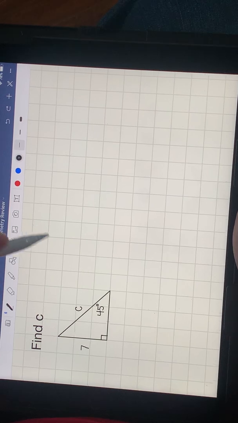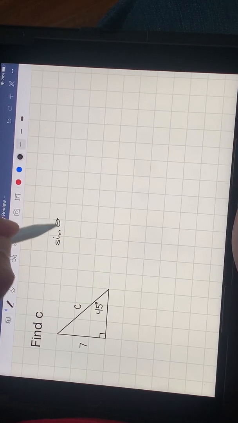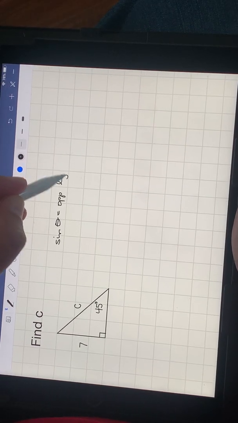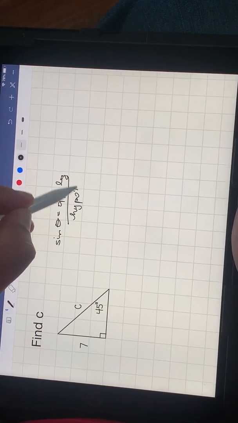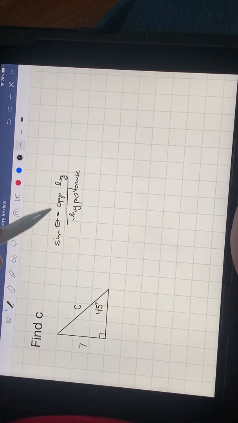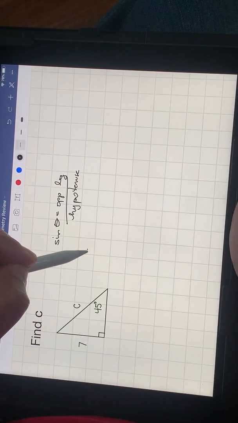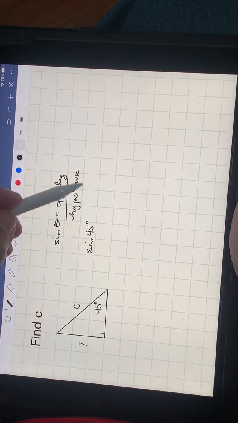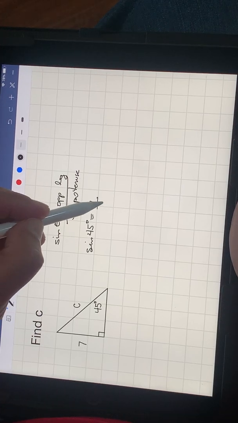The first one is remembering that the sine of an angle equals the opposite leg divided by the hypotenuse. So I know that the angle of 45 degrees, if I obtain the sine of that value, that is going to be the same as 7 divided by C.